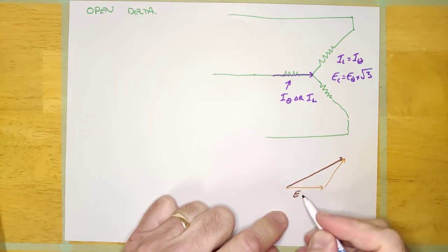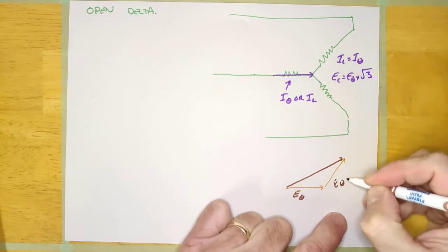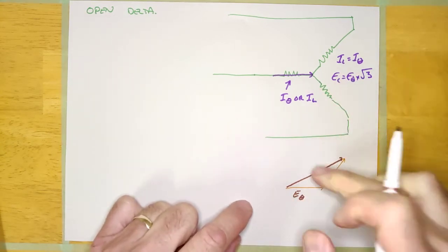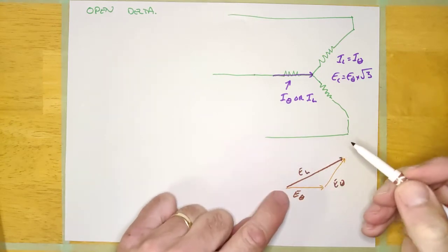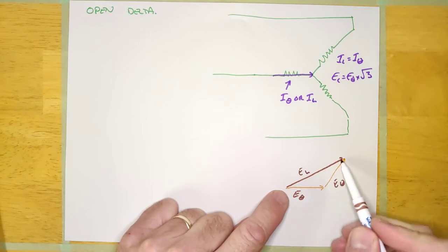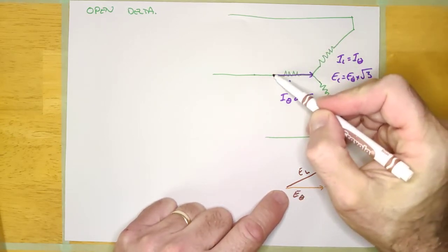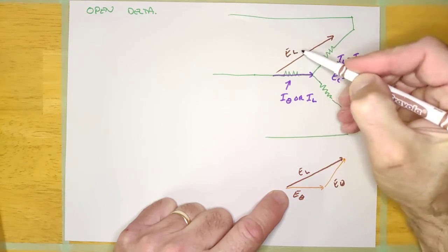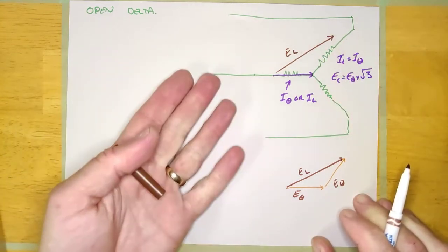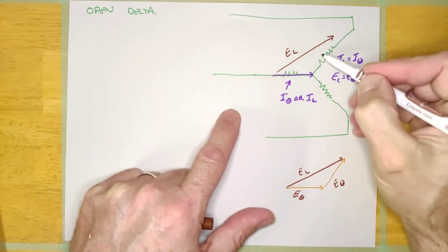So this is E phase for one phasor. This is E phase for the other phasor. The sum of those two is equal to E line, which is right there. And what I'm trying to show you guys here is if I drew this line voltage on here, it would look like this, okay? Like that. There's E line.